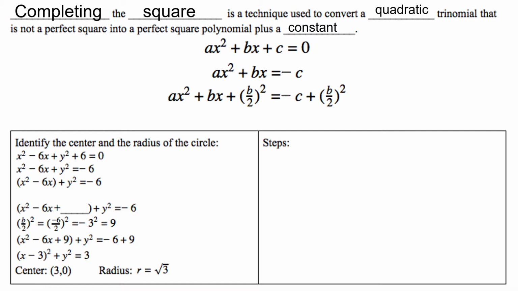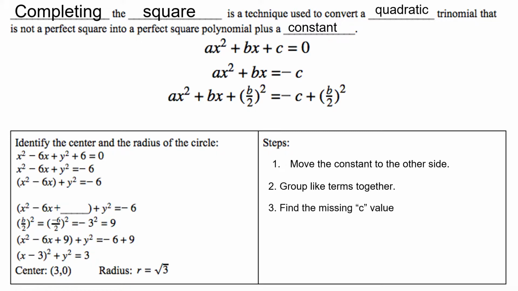So first things first, we took x squared minus 6x plus y squared plus 6, and we moved the constant to the other side. And then we grouped stuff that looked the same, terms with x's and terms with y's together. Now here's the complicated part. We have to find that missing c value.